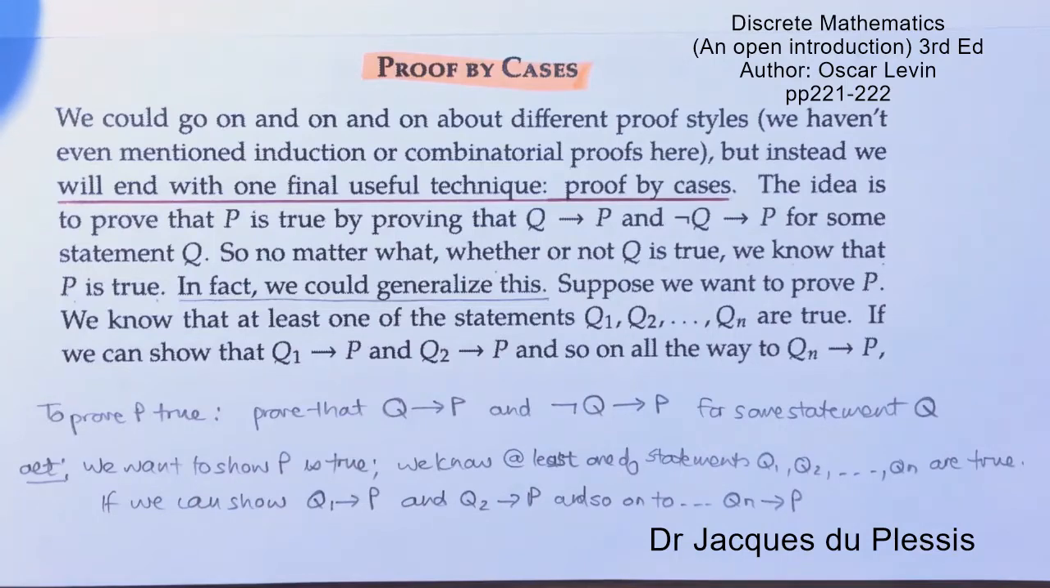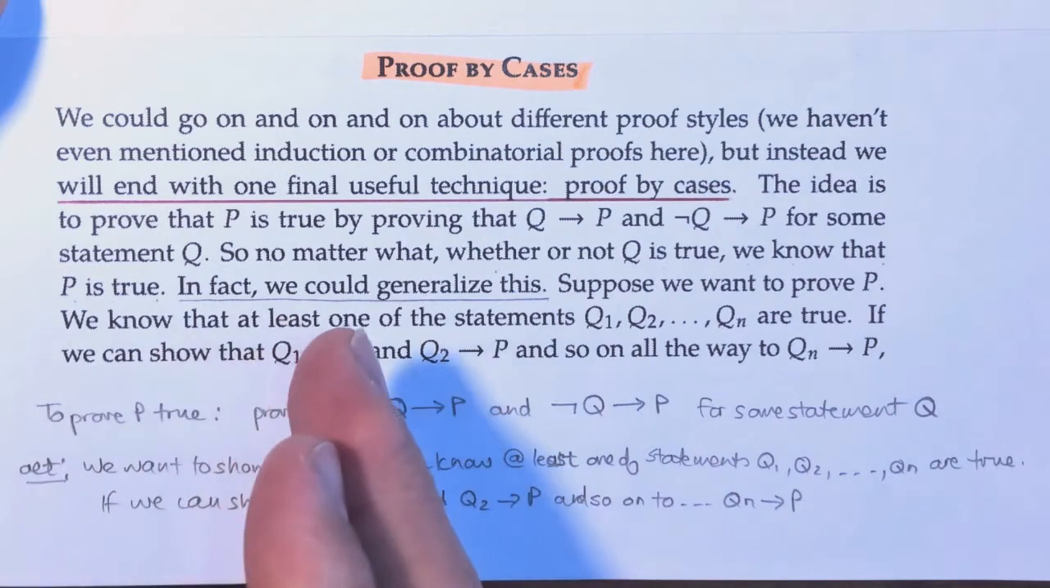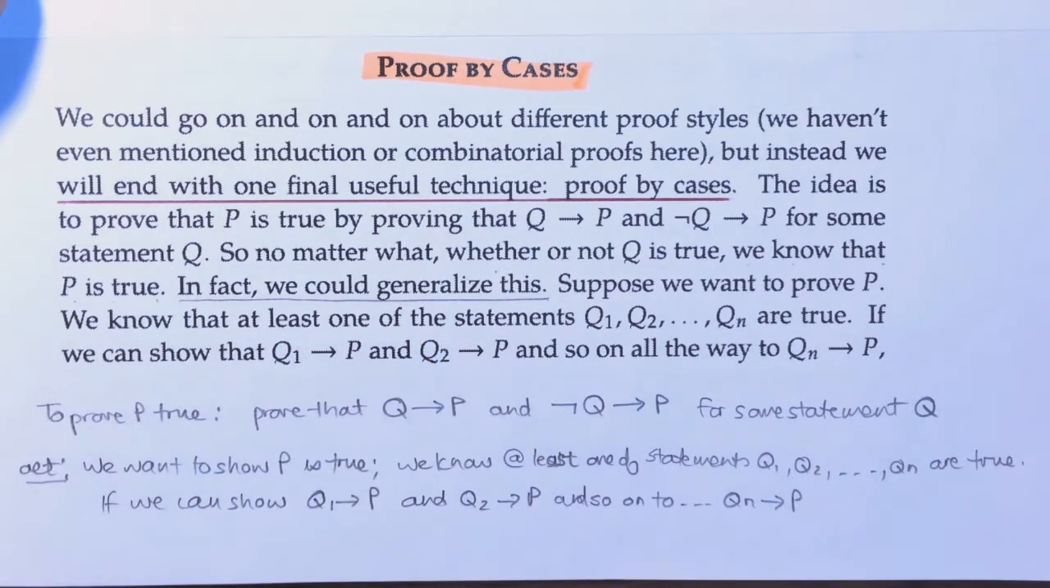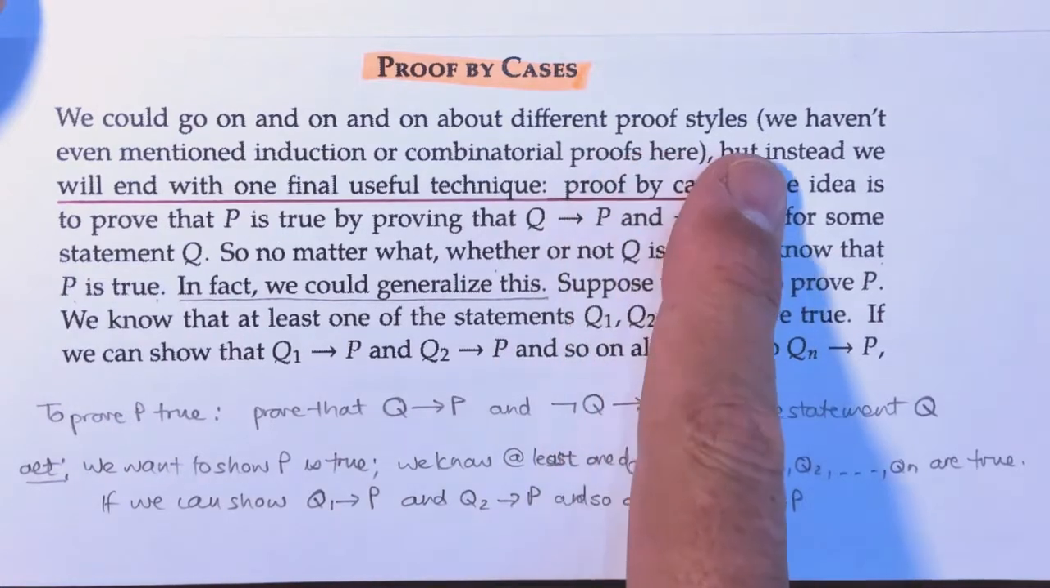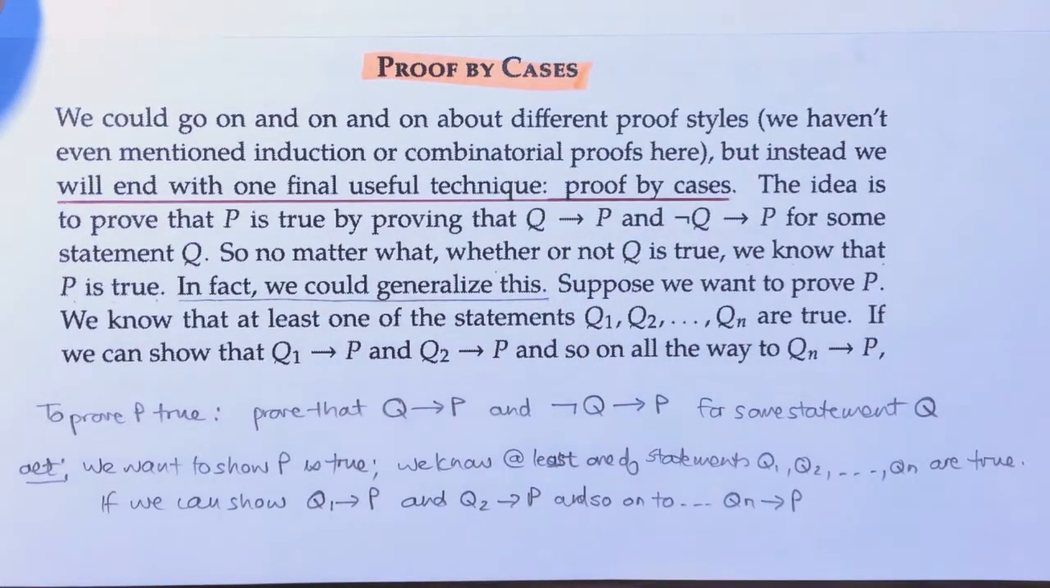As I said, our last section: proof by cases. Well, it says here we can go on and on, and on. It sounds like an ABBA song, about different proof styles. We haven't even mentioned induction or the combinatorial proofs here. We did them earlier. But instead we will end with one final useful technique, the proof by cases.